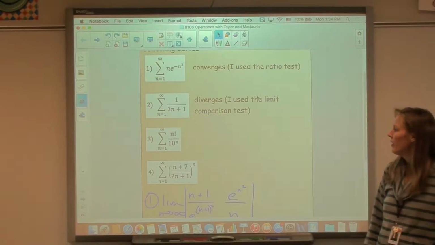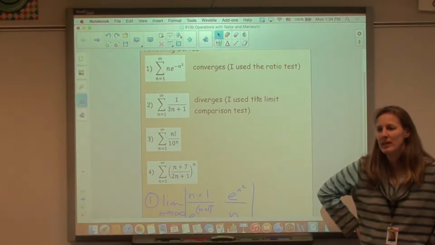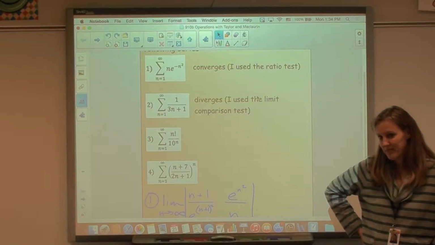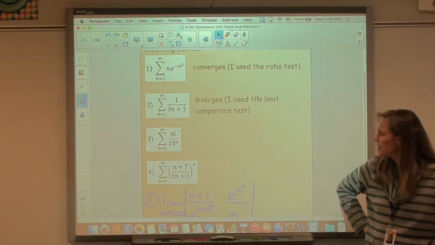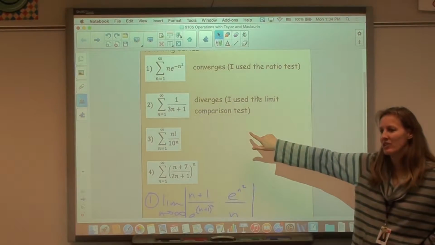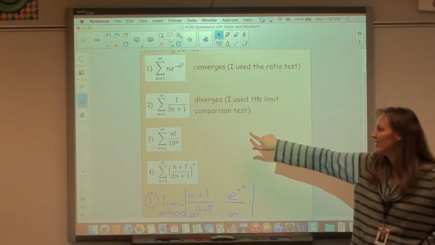Okay. All right, so the next one we have n factorial over 10 to the n. Two different tests you could use. Tell me one of them. You could use a geometric series, or comparative growth. You could do a ratio test. Ratio test. Does it converge or diverge? Diverge. Yes.